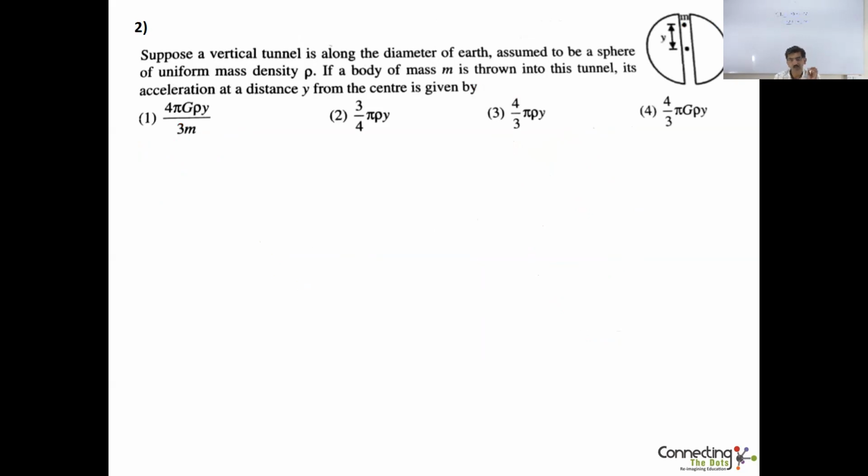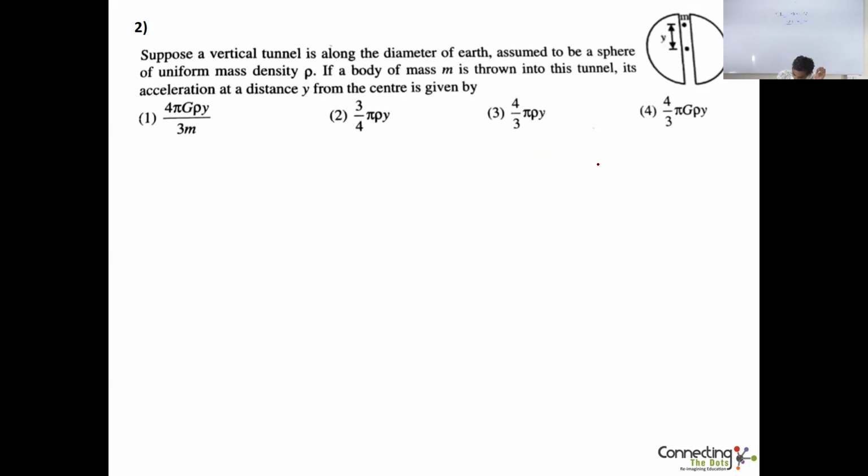Suppose a vertical tunnel is along the diameter of Earth. In the center of Earth, we have dug a tunnel which goes through the center of Earth, and Earth is assumed to be a sphere of uniform mass density rho. If a body of mass m is thrown into this tunnel, its acceleration at a distance y from the center.